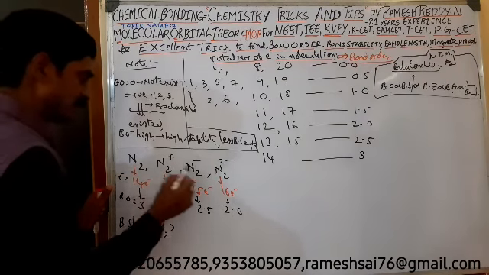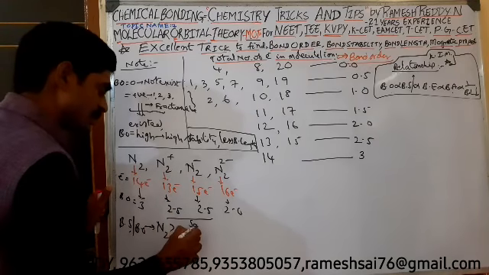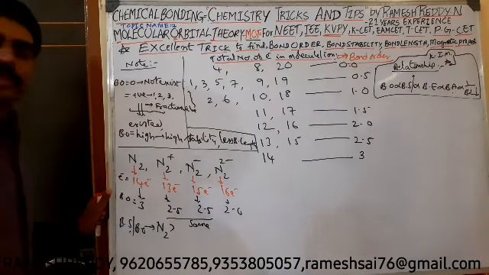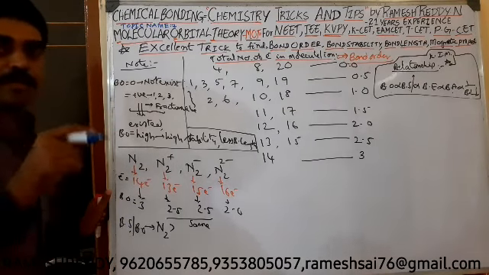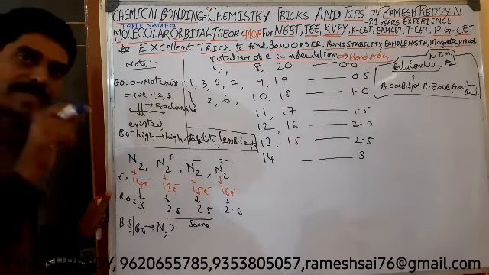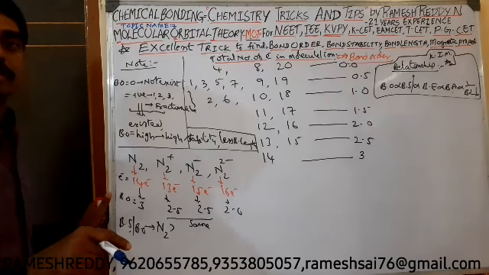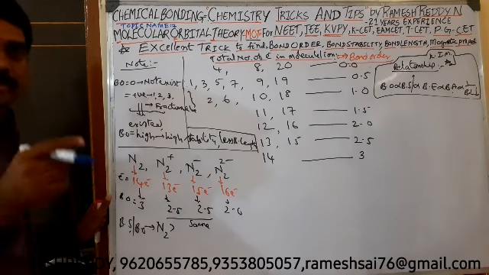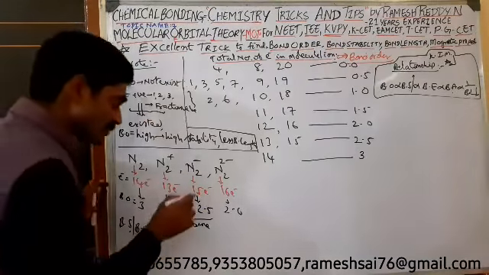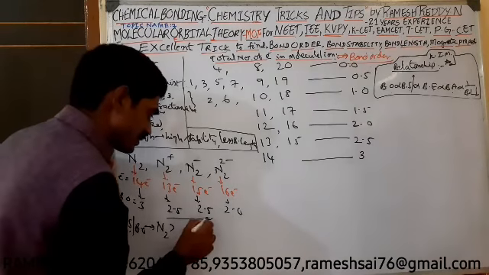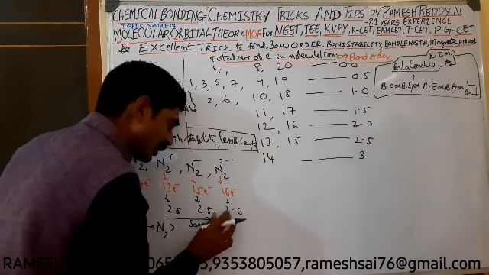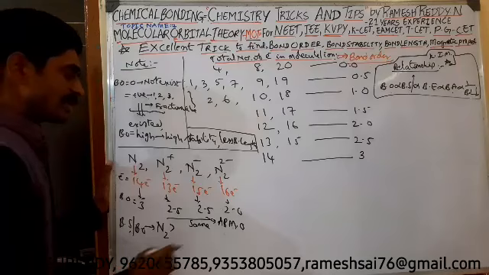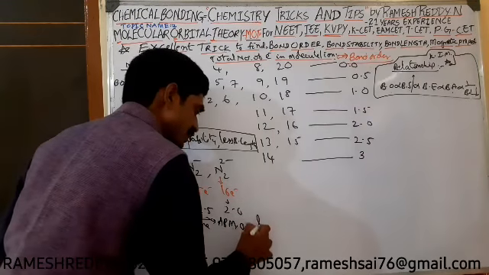Next, in these two cases, N2 plus and N2 minus both have the same bond order, right? If bond order is the same, then how can you decide which is more stable? During the filling of electrons into various molecular orbitals, if electrons are present in the anti-bonding molecular orbital, it causes destabilization. It does not favor bond formation. That's why the molecule is less stable. So in N2 minus, an anti-bonding molecular orbital is occupied, so it is less stable.